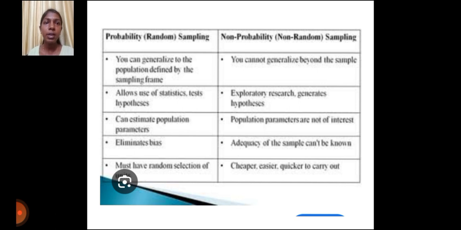In probability sampling, elements are free of bias. In non-probability sampling, the adequacy of the sample cannot be known. Probability sampling methods must have random selection, but non-probability sampling is cheaper, easier, and quicker to carry out.